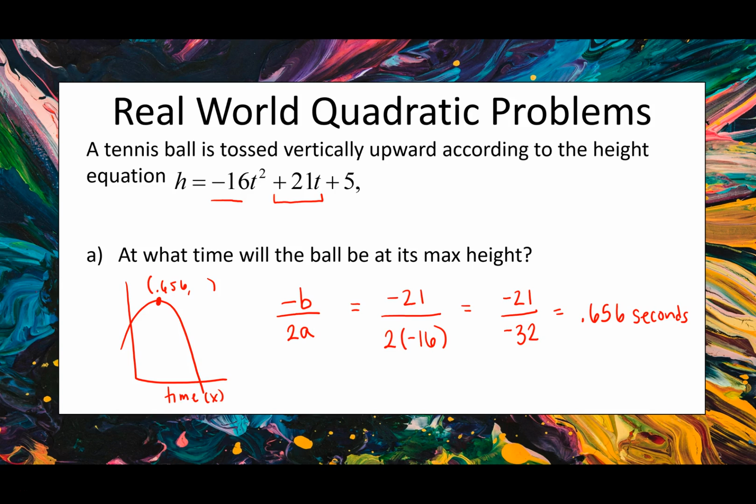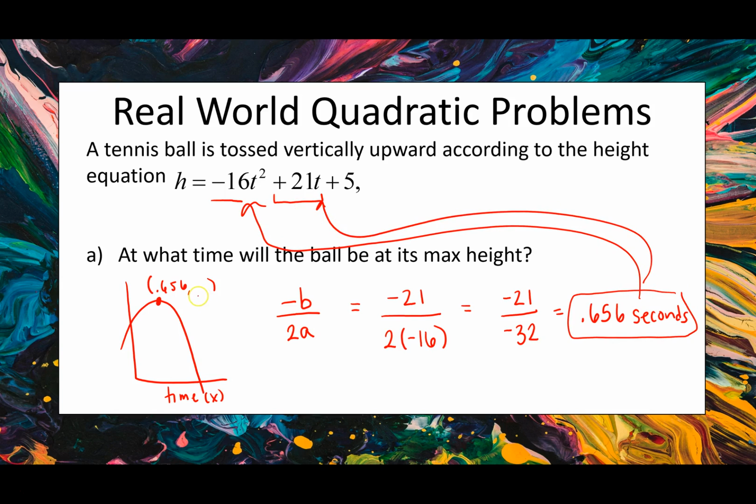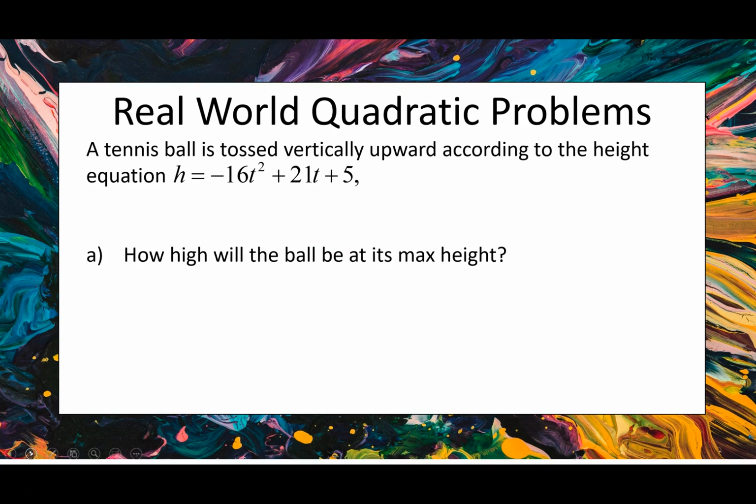Now, if I asked you where is its max height, or how high is your max height, you would take this 0.656 seconds, you would plug in for t, and you would get that second coordinate, which of course would give you the height at that particular time. But this question did not ask you for that. All right, this one does though. It says, how high will the ball be at its max height?